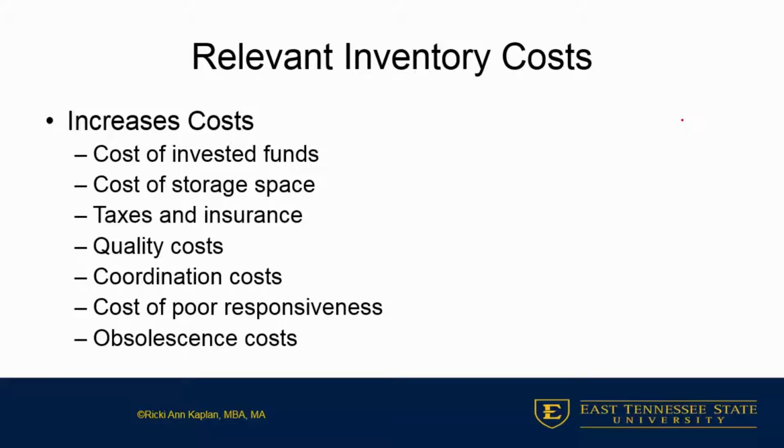Taxes and insurance. You pay taxes on raw material. You pay taxes on work in process. You pay taxes on finished goods. You also should have insurance to cover each and every single one of those in case something happens, if there's a fire at the plant, if flooding takes place, a building collapses, a roof collapses under snow. You want to make sure that this stuff is insured and that you have good insurance for it.